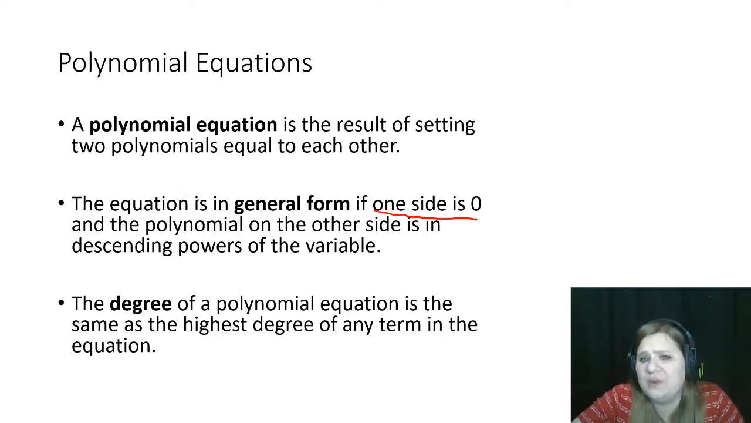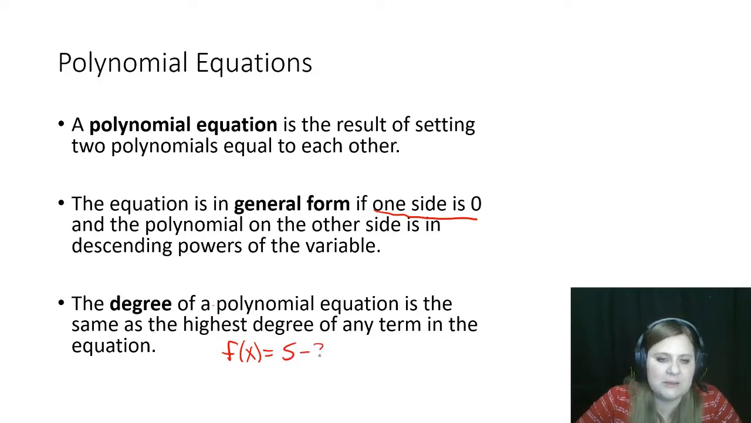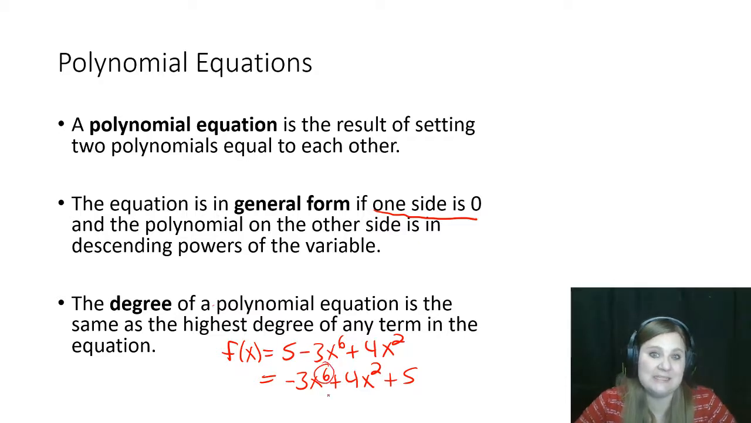Now, the degree of a polynomial is the value of the largest exponent. So, for example, if I had f of x equals 5 minus 3x to the 6 plus 4x squared, well, first of all, that's not in general form. So I can put it in general form by putting the biggest exponent first and the constant at the end. And when I do that, I can see that the biggest exponent is indeed 6. So that is the degree of this polynomial.